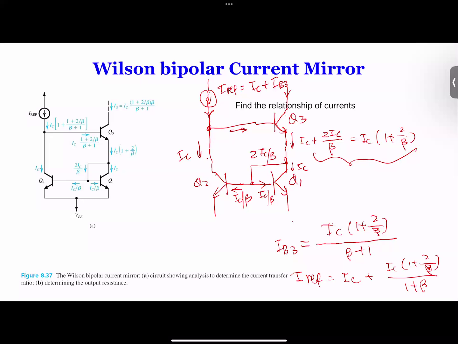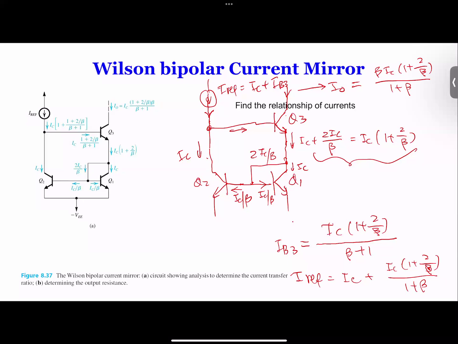Now the current over here is IO. At the top, Q3 is IO, that's what we need. We know the emitter current, so we use emitter current divided by beta plus 1. We got that. So this one is going to be beta times IC1 plus 2 over beta, divided by 1 plus beta. That gives you IO.